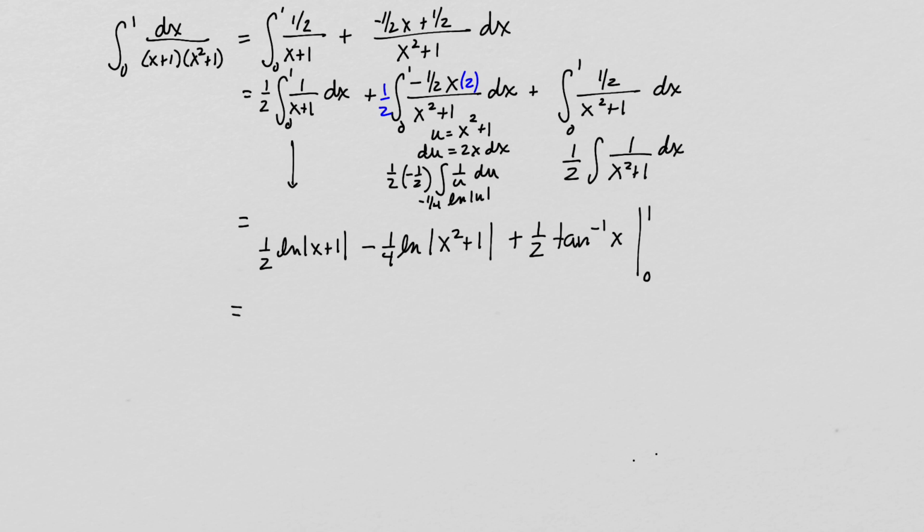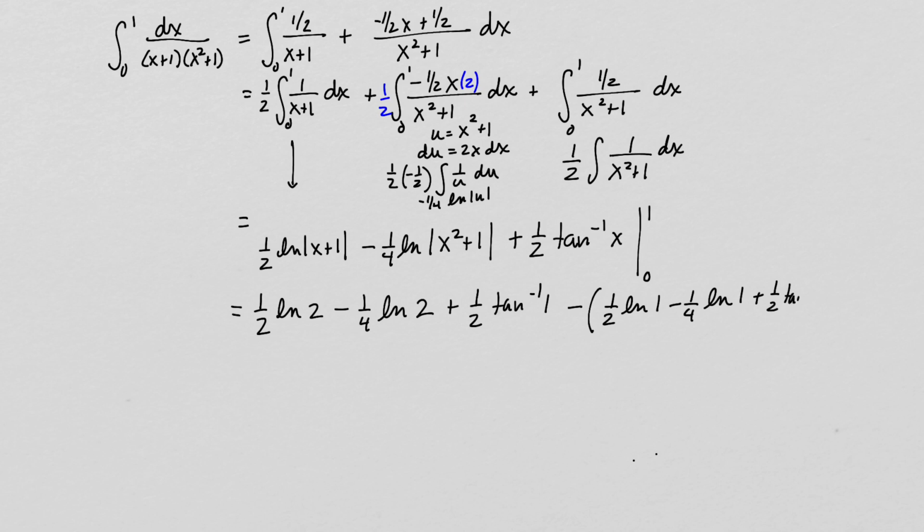from 1 to 0. So plug in 1: 1/2 natural log of 2 minus 1/4 natural log of 2 when I plug in 1, plus 1/2 the inverse tangent of 1, minus 1/2 the natural log of 1, minus 1/4 the natural log of 1 when I plug 0 in, plus 1/2 the inverse tangent of 0. So natural log of 1 goes to 0, natural log of 1 goes to 0.